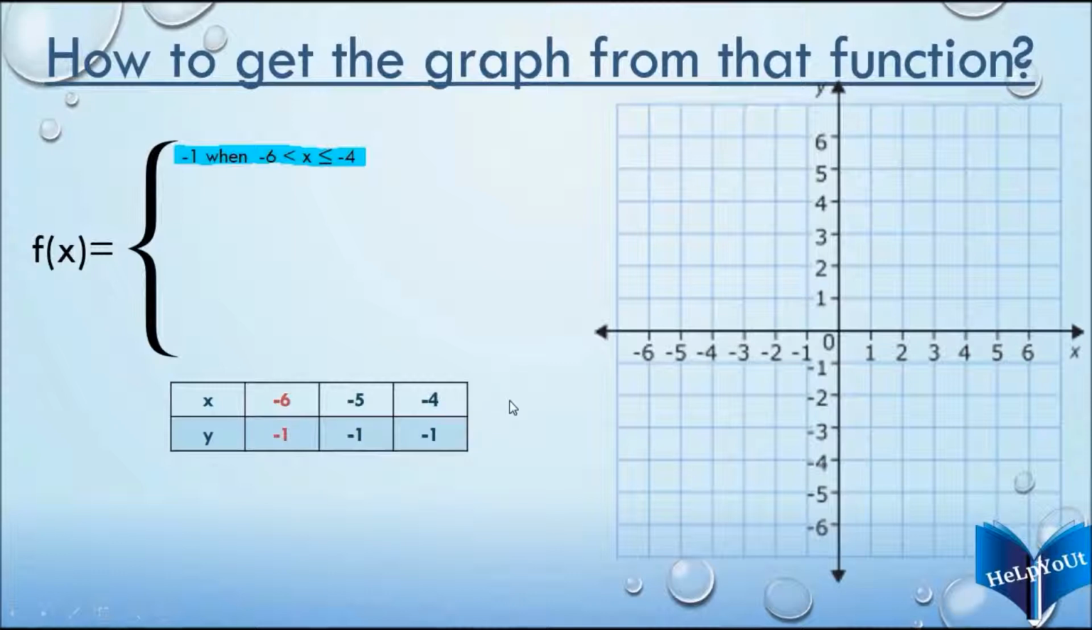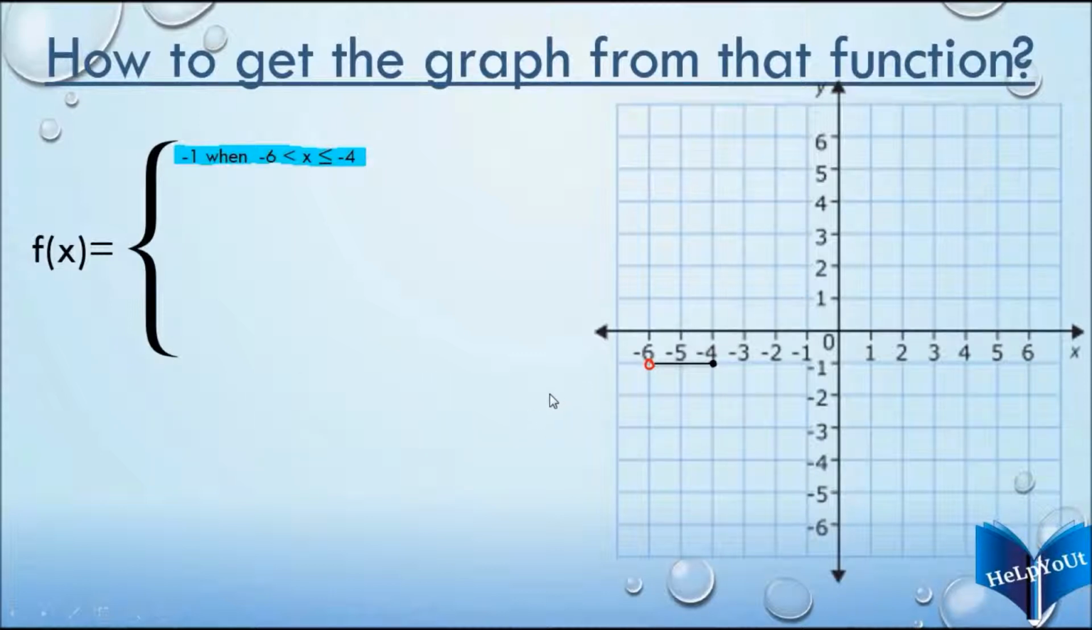Now let's plot these points. Here I have drawn an open circle. Open circle because (-6, -1) was not included here, because here was no equality sign. Then I have made this line up to here, (-4, -1). This will be a closed circle because here was the equality sign.